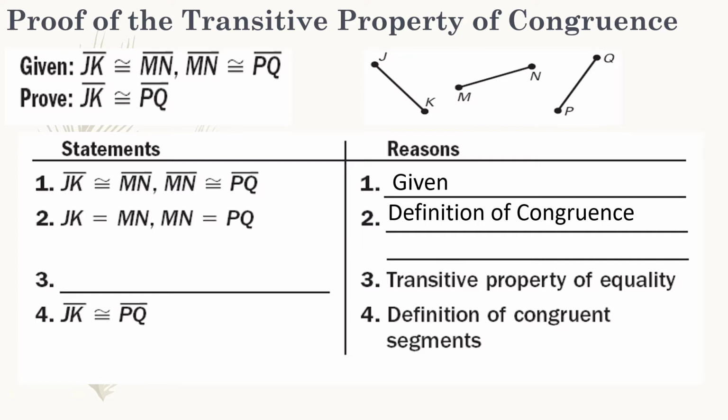The third statement, we can think about, okay, these MNs are the same, so I could rewrite it as JK equals PQ, which is the transitive property of equality. And then we can use the definition of congruence to get line segment JK is congruent to PQ. Basically, you are starting with your given statement here, and you want to get down to your proof somehow or another.